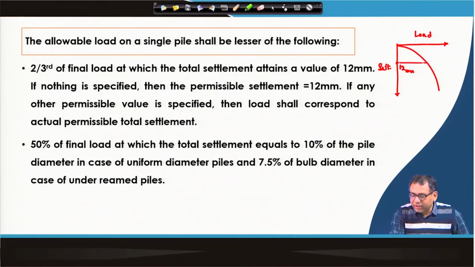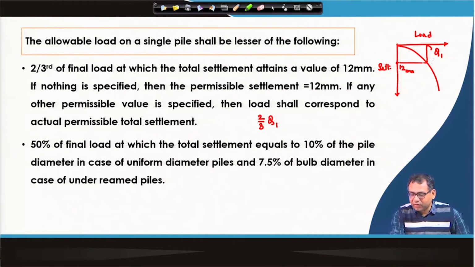So, we will calculate corresponding to this load Q1. We will take 2/3 of Q1, corresponding to 12 millimeter. If another permissible value is specified, then you have to go for that value. If nothing is specified, then we will consider 12 millimeter as the permissible settlement for a single pile. If any other value is specified, then you have to go up to that settlement. But here nothing is specified, so we are taking 12 millimeter.